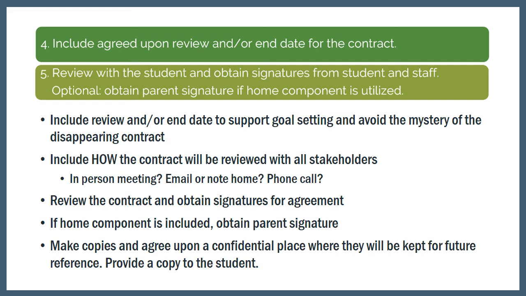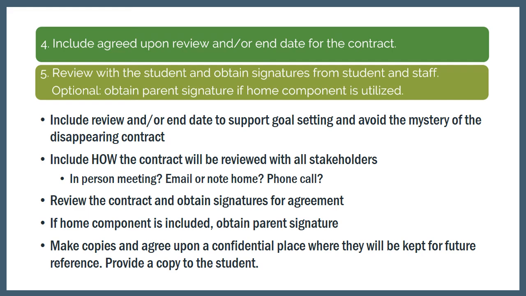In addition to when it will be reviewed, also include how it will be done. Will your contract be reviewed in a formal or an informal meeting, in an email or a note home, or will it be reviewed via phone call? Once you've determined this, your contract is now complete and it's time to obtain signatures and agreement. Don't forget to obtain parent signature as well if a home component is included.